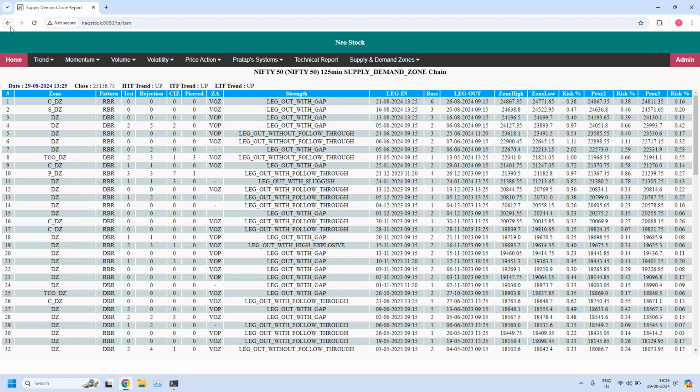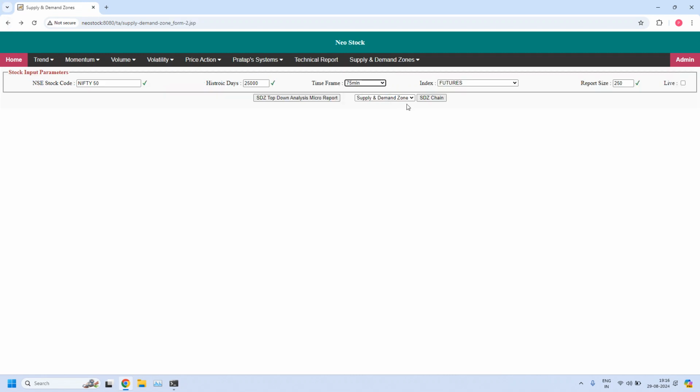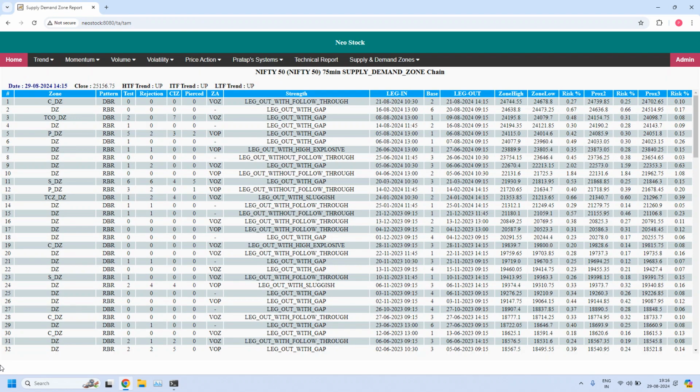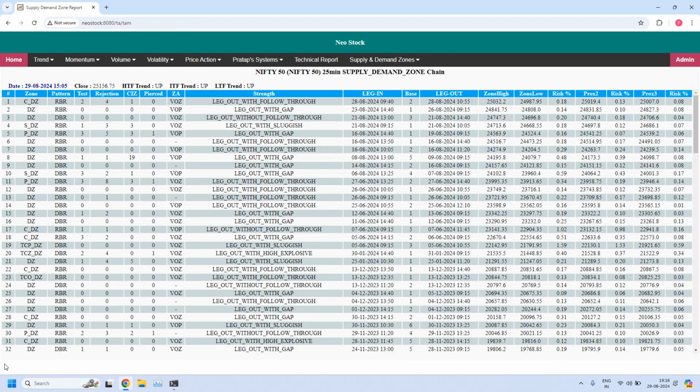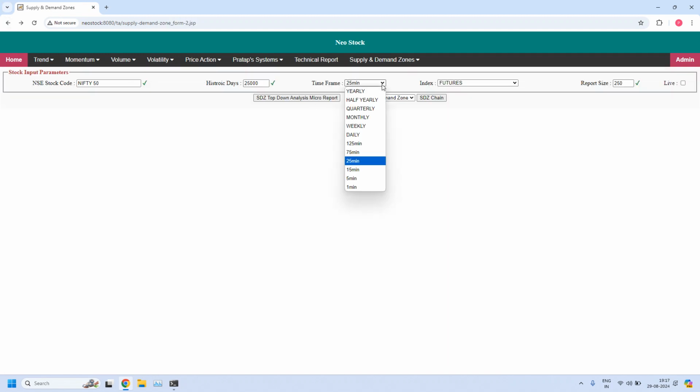The next time frame is 75 minutes. Let us find the 75 minutes supply demand zone chain for NIFTY. The next time frame is 25 minutes. Let us generate the 25 minutes supply demand zone chain for NIFTY. The next time frame is 15 minutes. Now let's generate the 15 minutes supply demand zone chain for NIFTY.